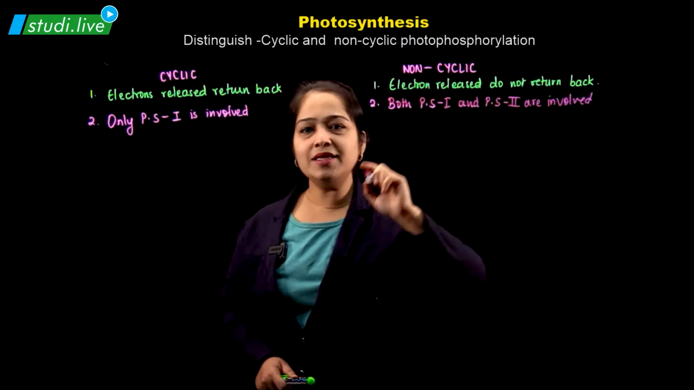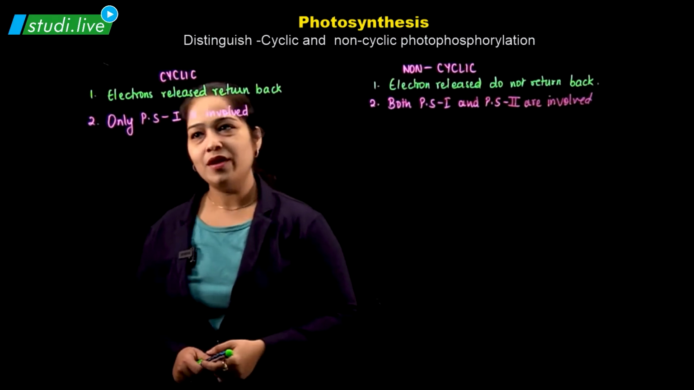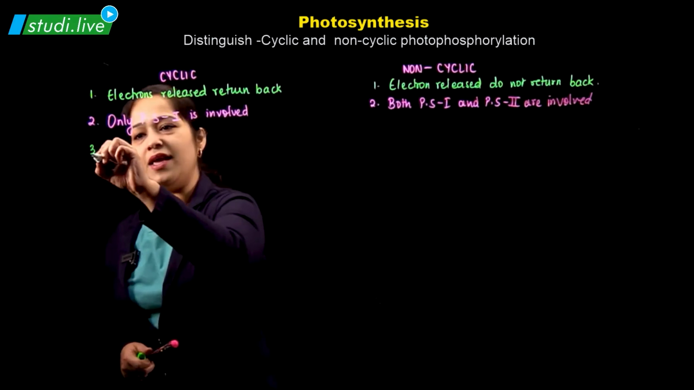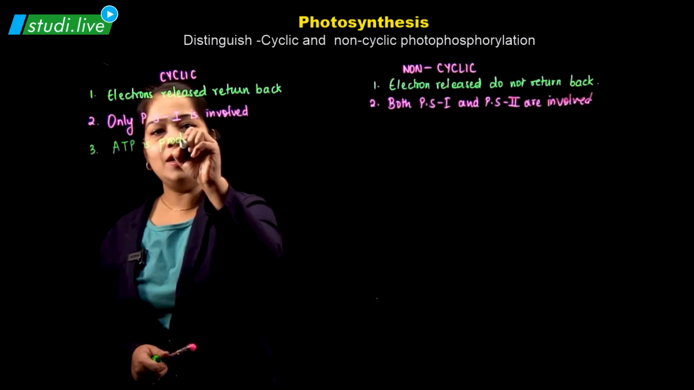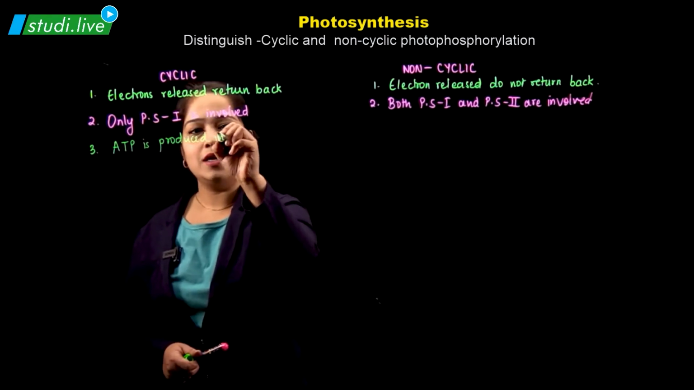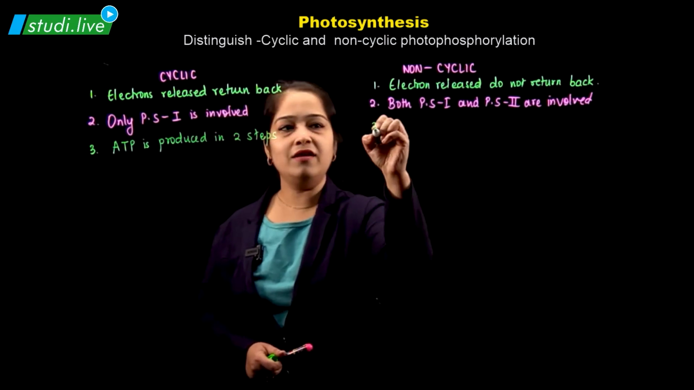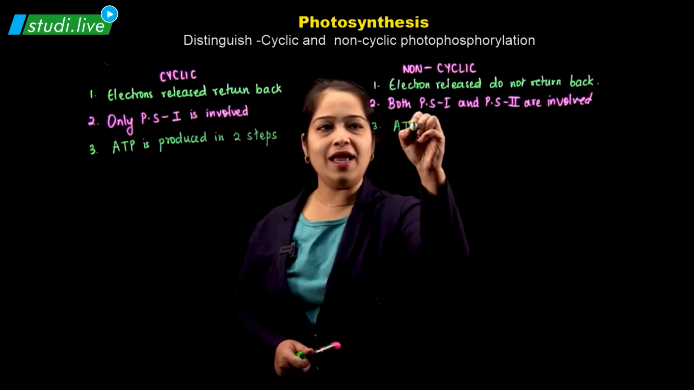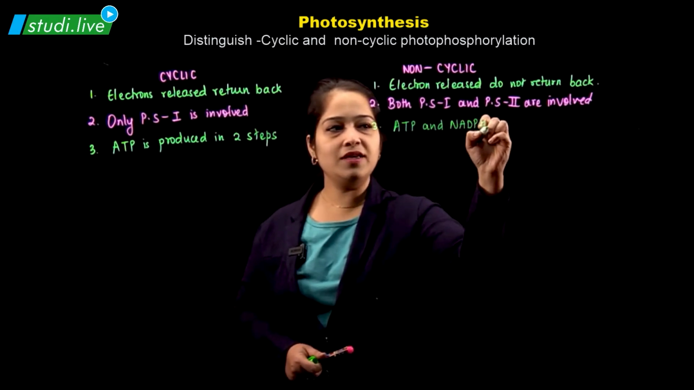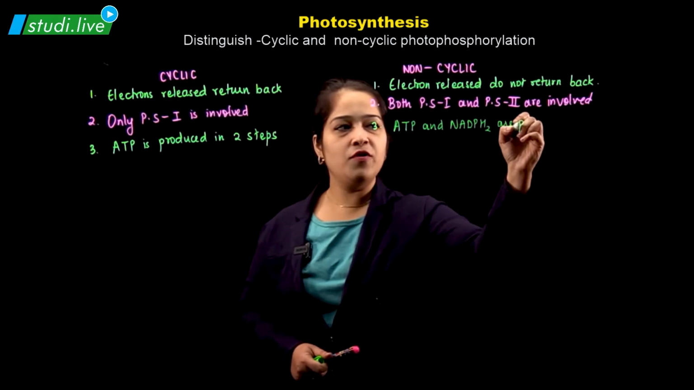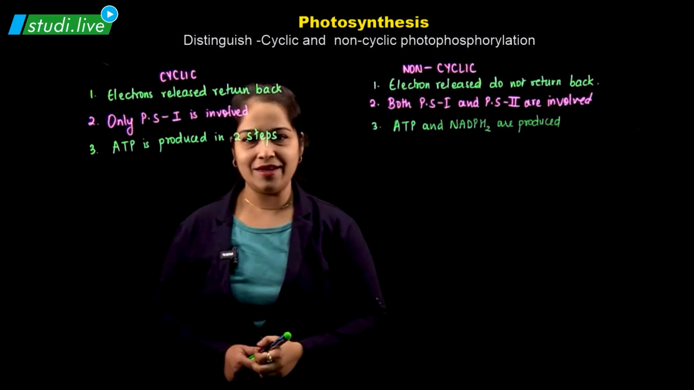Now, in cyclic photophosphorylation, what are the products that we get? Here ATP is produced, in two steps. And in non-cyclic, ATP and NADPH2 are produced. These ATP and NADPH2, which are assimilatory powers, are both produced in non-cyclic.